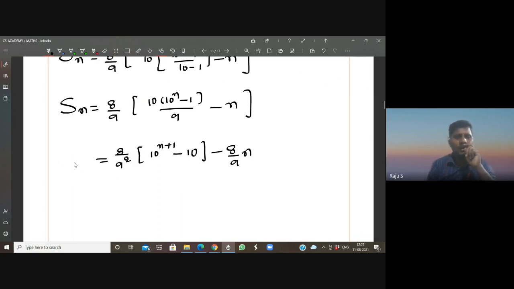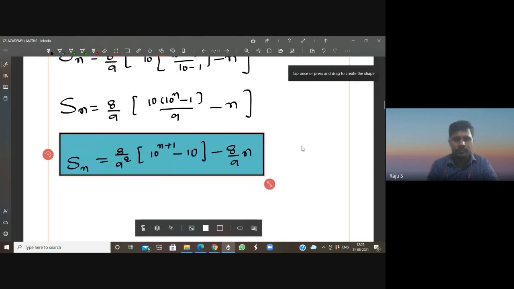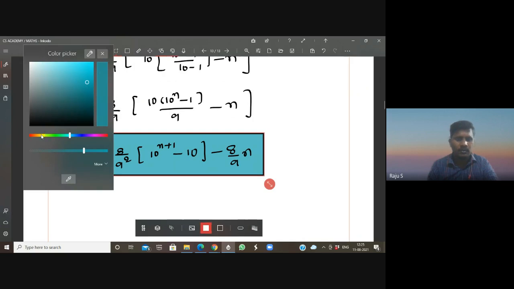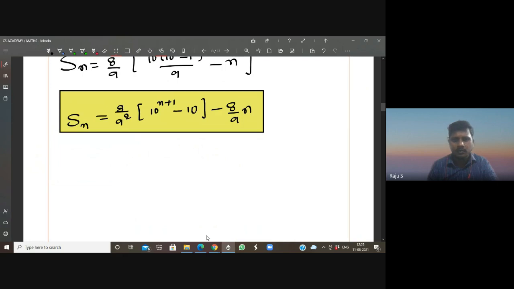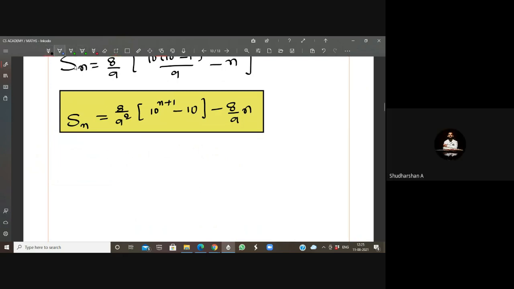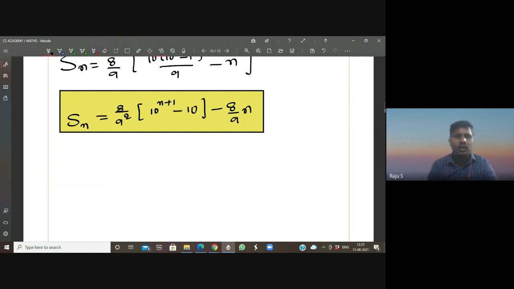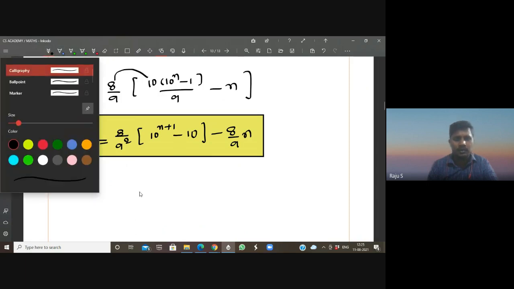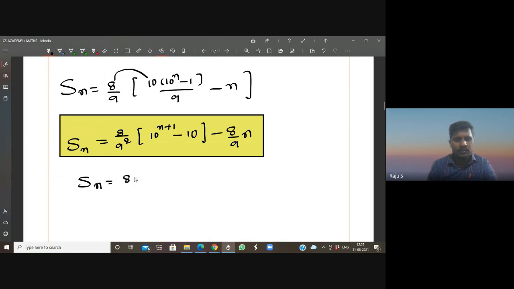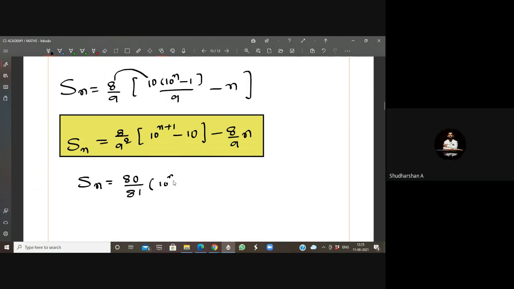Okay, what is the answer they have given in the book back, that I want to know. So they have given us 80 by 81 into 10 power n minus 1 minus 8n by 9. They multiplied 8 into 10, 80. Sn is equal to 80 by 81 into 10 power n minus 1, minus 8n by 9. Okay, fine.